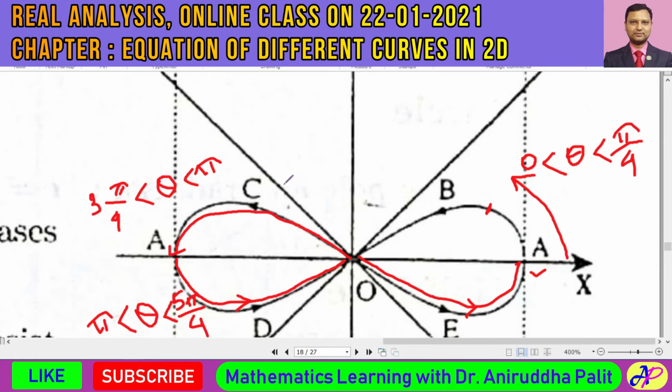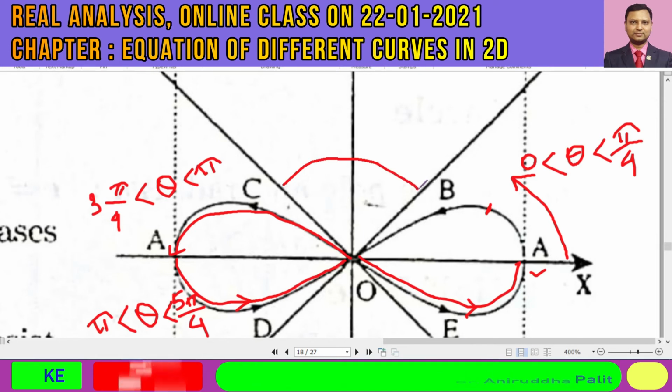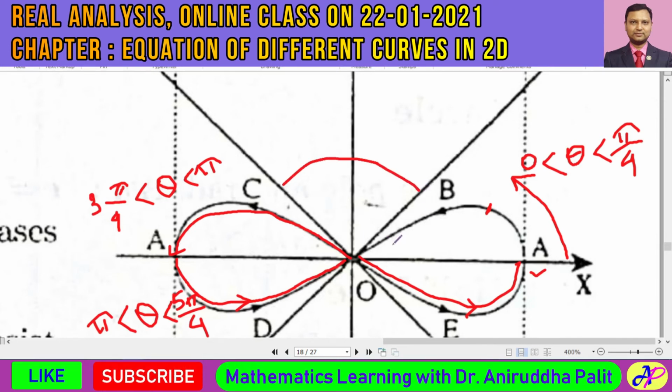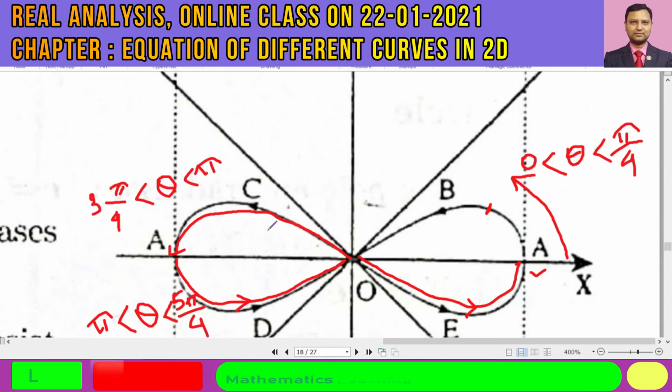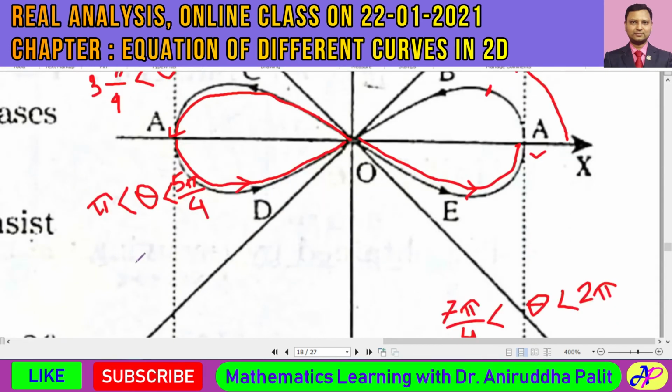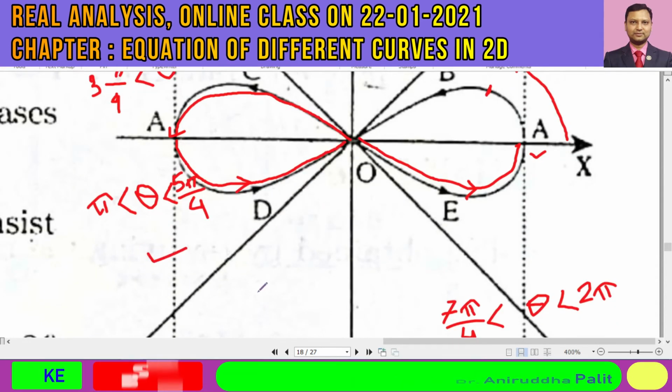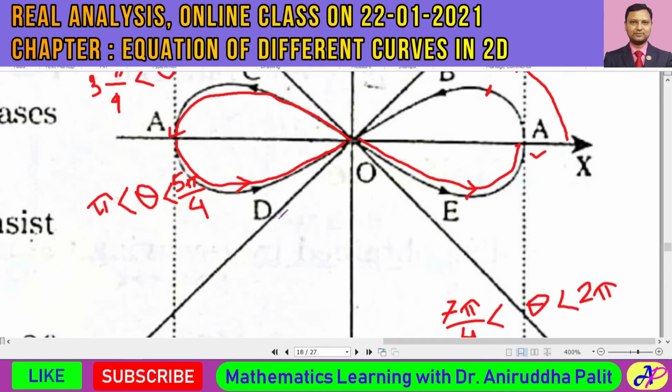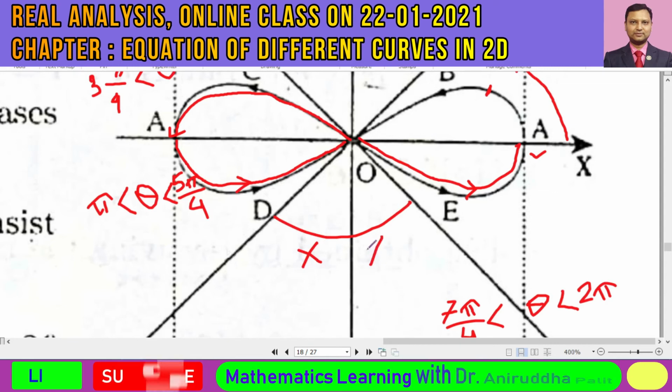Then no segment of the curve is there in this zone, so forget about this zone. Then theta would vary from 3 pi by 4 to pi. Afterwards, theta would vary from pi to 5 pi by 4, and no segment is there in this zone. So forget about these zones.